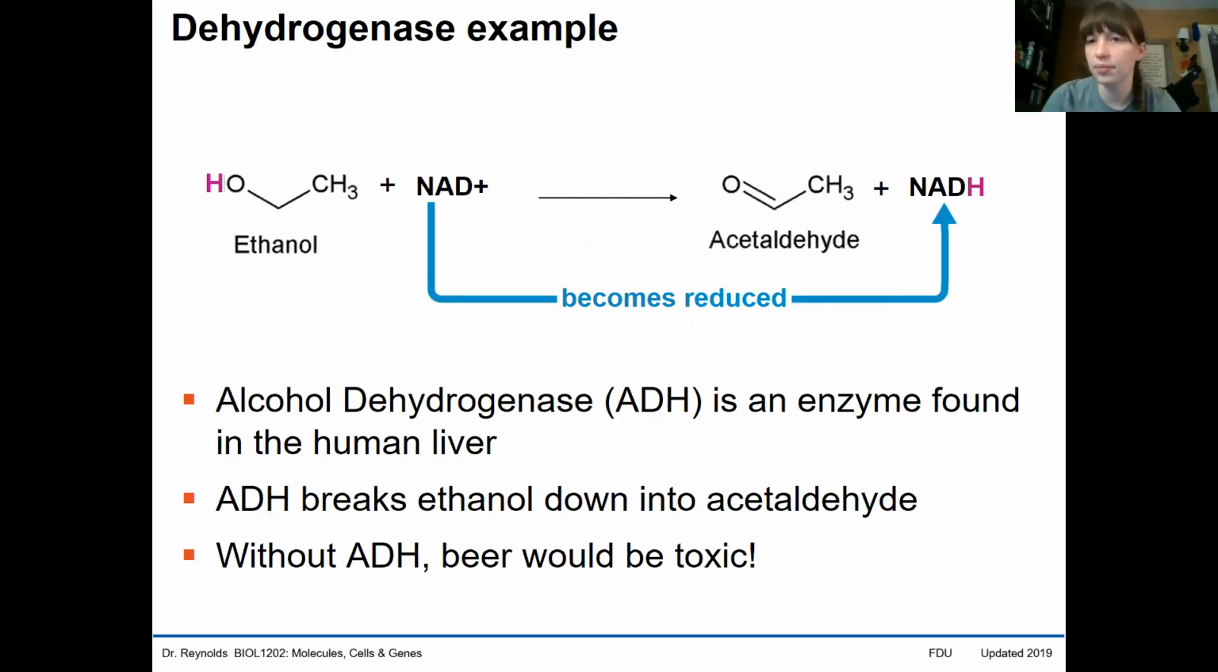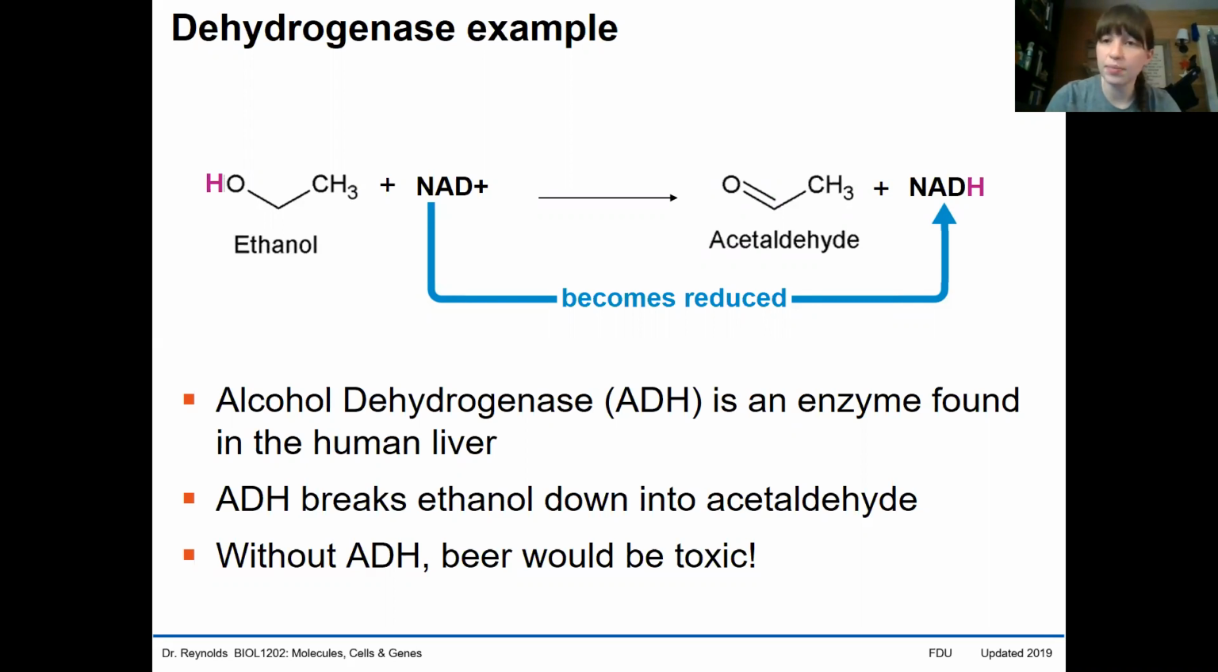So here's an example of dehydrogenase. This is alcohol dehydrogenase. And alcohol dehydrogenase is an enzyme found in the human liver. It breaks ethanol down into acetaldehyde. Without alcohol dehydrogenase, beer and other alcoholic beverages would be toxic in the blood. It's necessary to be able to break these down.